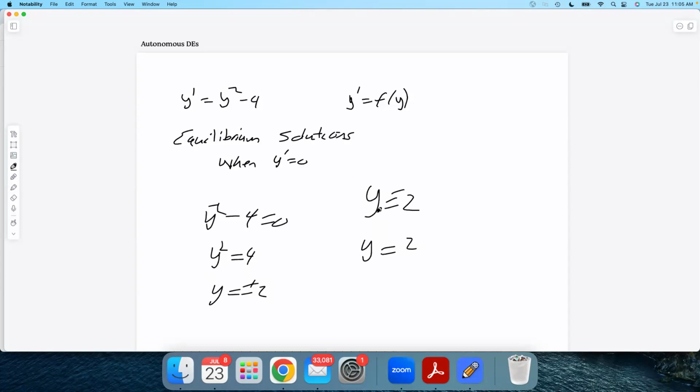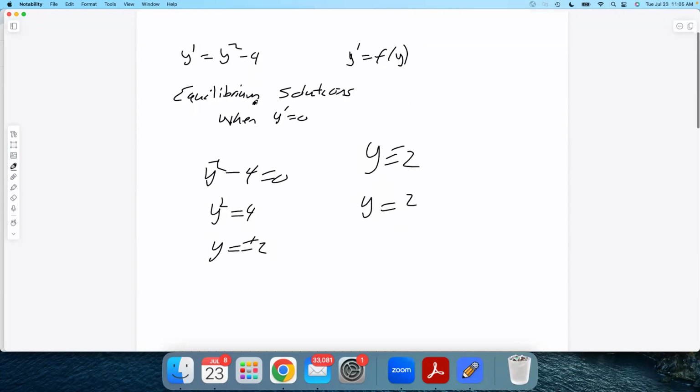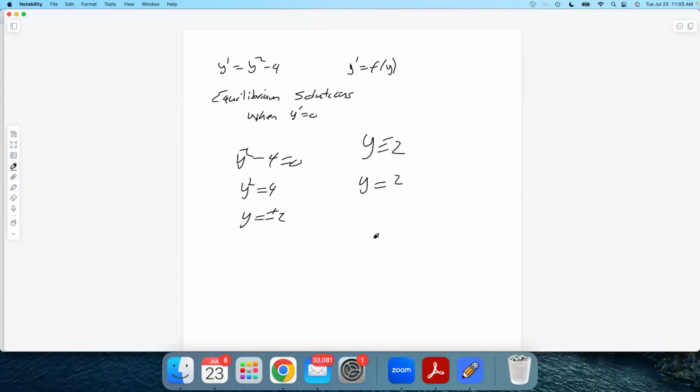What's the derivative of a line? 0. So these are solutions to the DE. There are an infinite number of solutions, remember. I'm not saying every solution is going to have this form, but these are two solutions to that DE. The horizontal lines, y equals negative 2 and y equals 2.